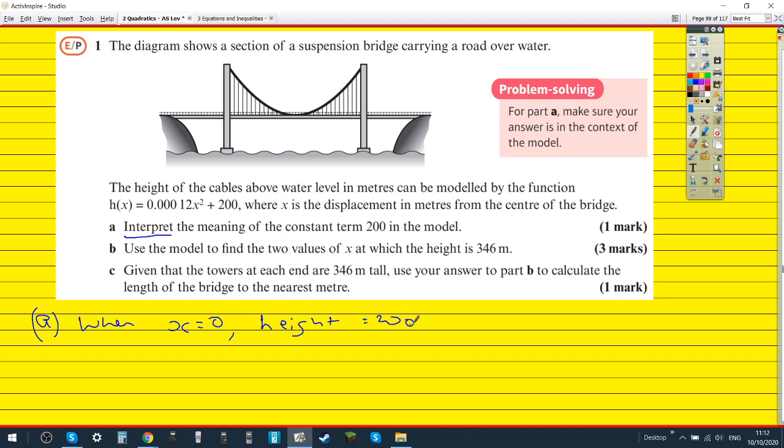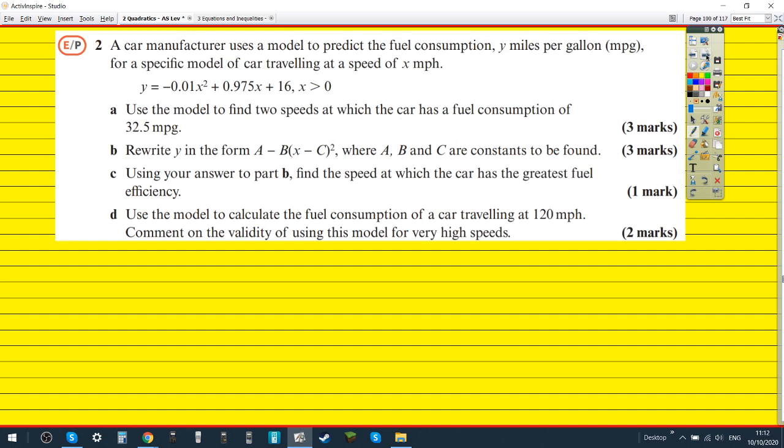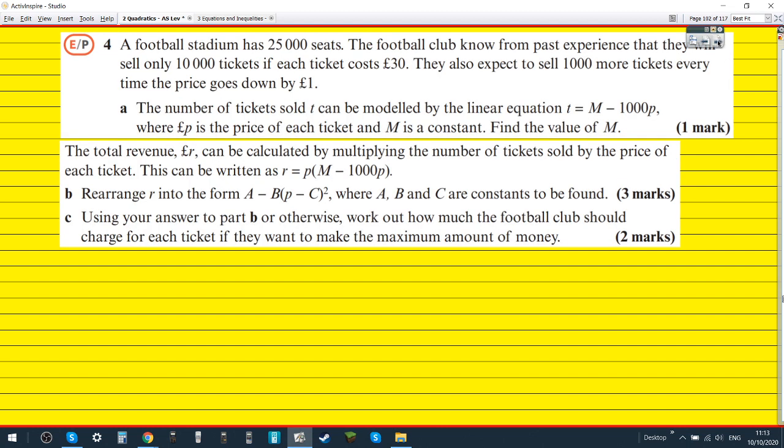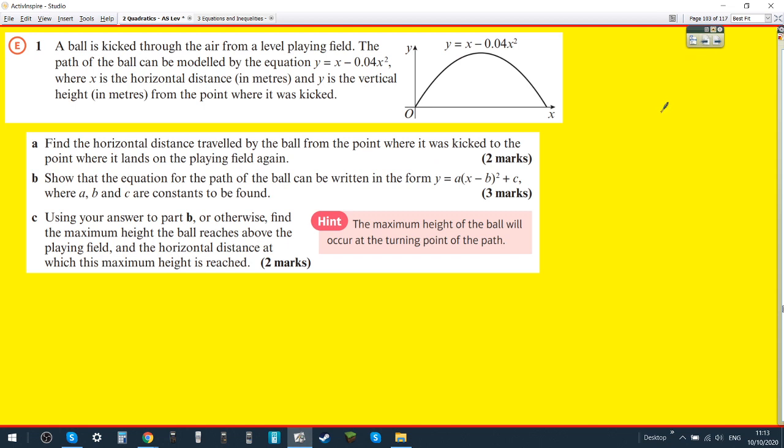Height equals 200 meters. Let me see something for a second. Okay, let's try this. So this looks kind of similar. Okay, how about this one?